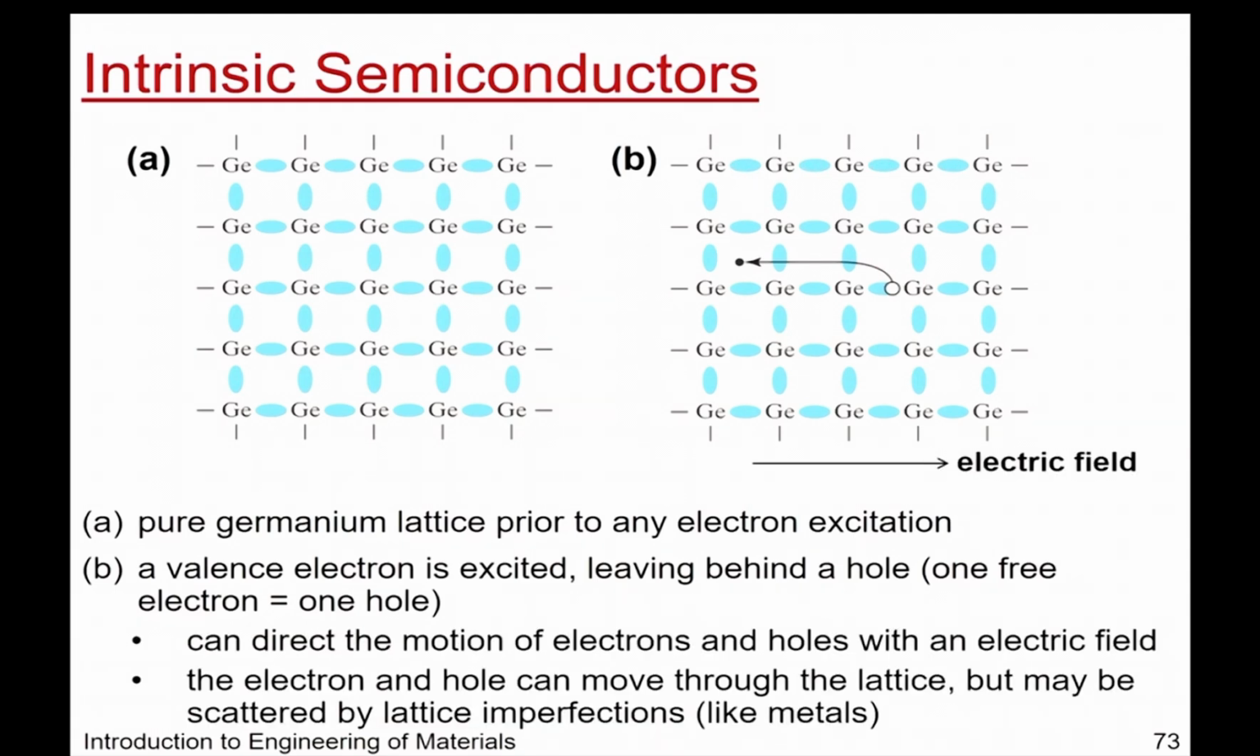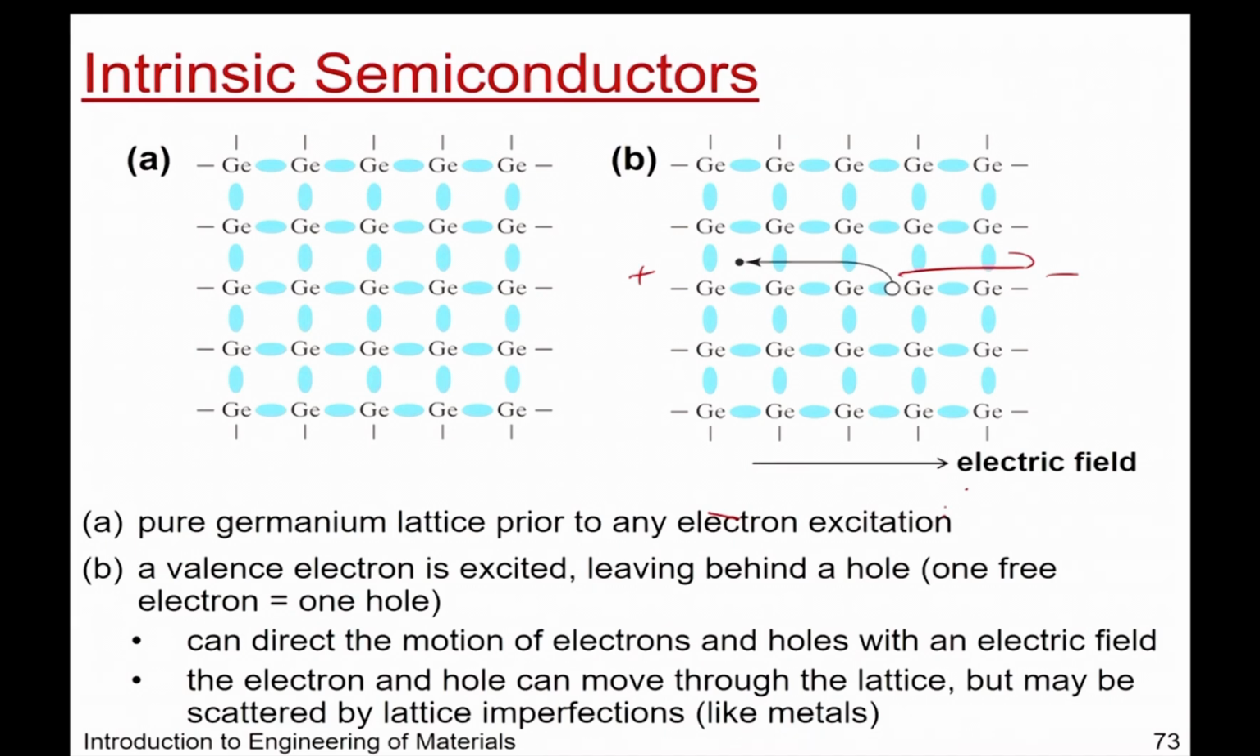But when you apply an electric field, right, if this is the positive side and this is the negative side, then the electrons are going to be attracted to the positive end, and the holes are going to be attracted to the negative side. And so you can actually direct the motion of these electrons. But this is an intrinsic semiconductor. So the number of charge carriers that you have, the number of these electrons and holes, is quite low. Okay?